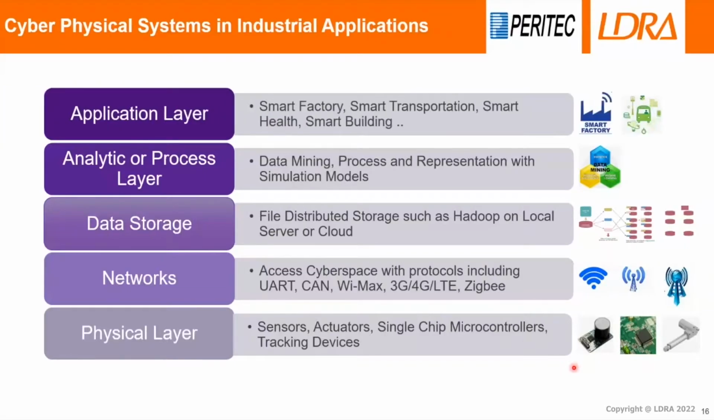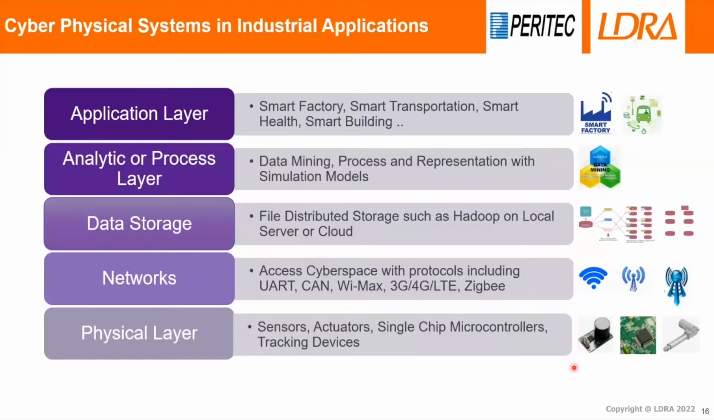So the application layer is nothing but the solution which is identified will be passed back to the physical layer, so the physical layer can improve its performance and it can work smarter. So this kind of a layered approach is being followed in smart factories, smart transportation, smart health, or even in smart buildings.